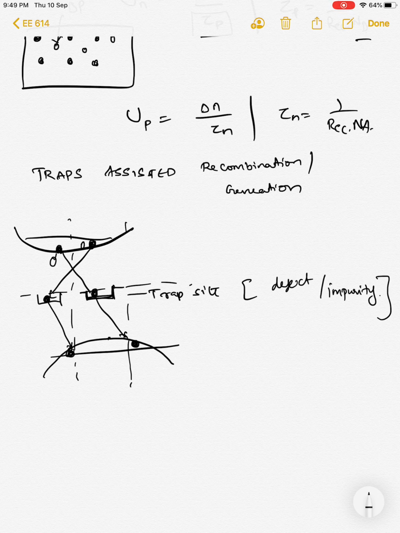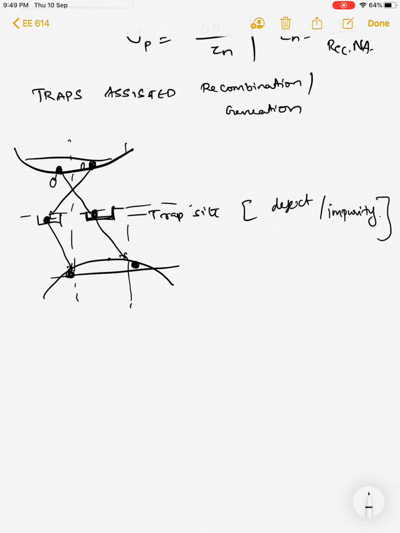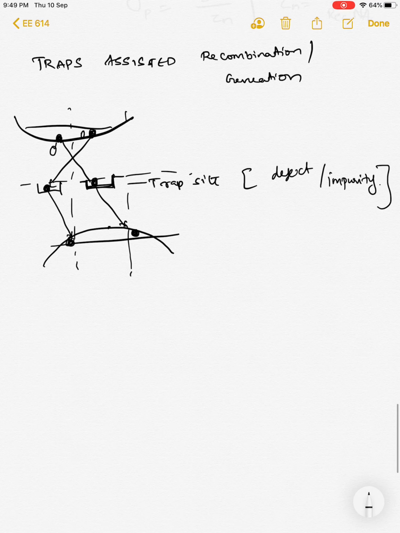So it helps to bridge the separation between the valence and the conduction band, thereby aiding this recombination process. This is typically a two-step process in which the electron in the conduction band first needs to get trapped, and the hole in the valence band has to interact with the trap to undergo this recombination. Hence, this trap assisted recombination process is a second order process. So it requires two independent activities, and we will handle each one of them separately.